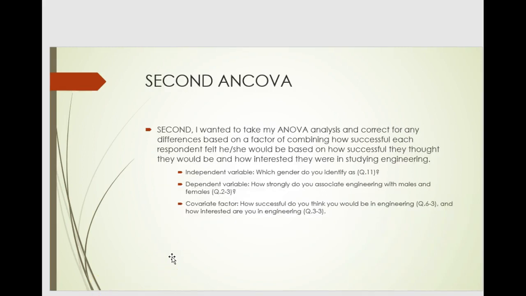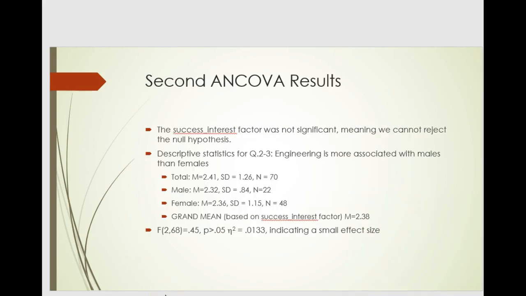So for my second ANCOVA, I wanted to do a factorial, and I played a little bit with this. I wanted to use as my covariate both how successful do you think you would be in engineering and how interested you are in engineering. So using this success factor, I found again that I did not have any significant results. So again, I cannot reject the null hypothesis.